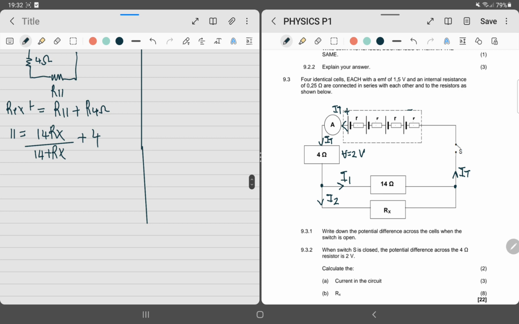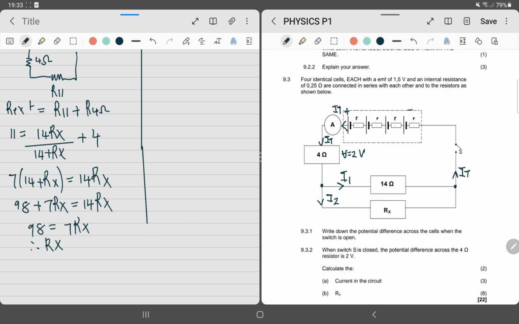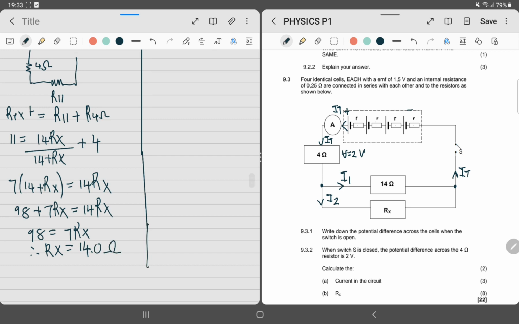11 minus 4, that's 7. So 7 times 14, I'm getting 98, plus 7 Rx should be equal to 14 Rx. 98 should be equal to 7 Rx. Therefore, Rx should be equal to 98 divided by 7. So I am getting 14 ohms. That's option 1.